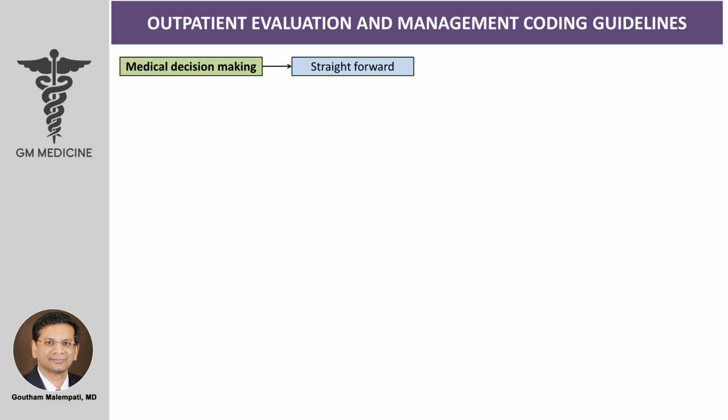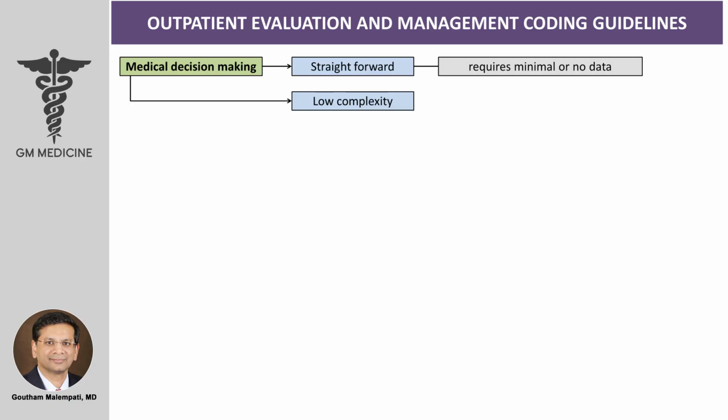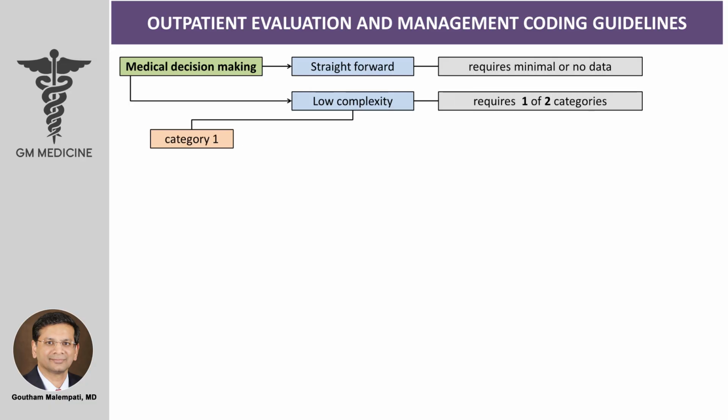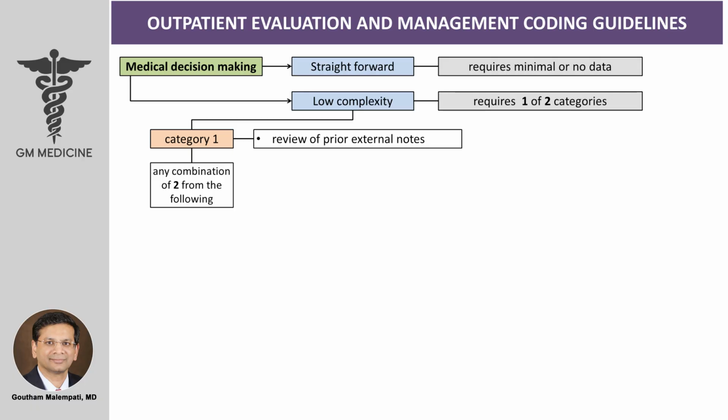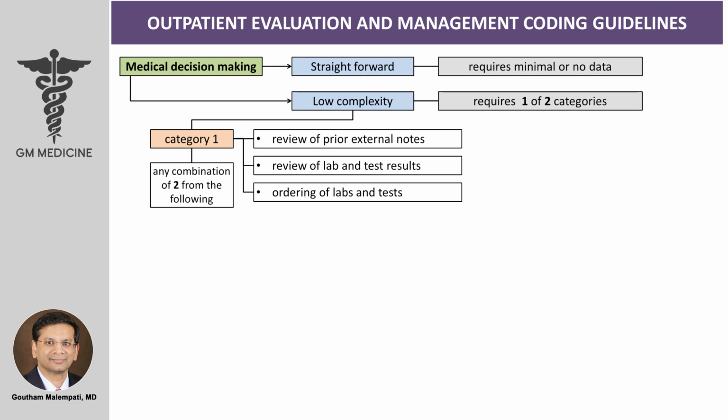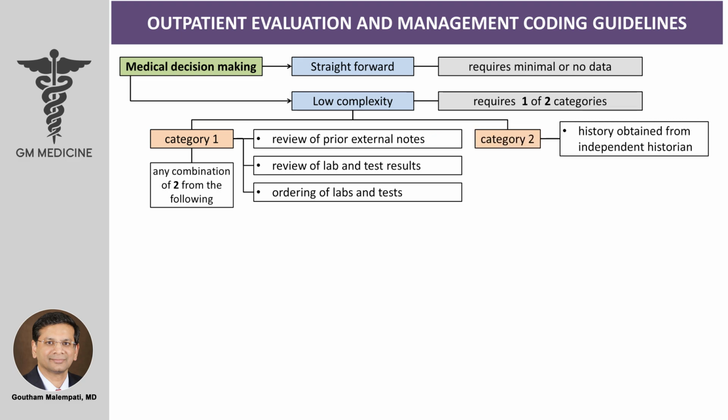Straightforward medical decision making requires minimal or no data. Low complexity medical decision making requires one of 2 categories. In category 1, any combination of 2 from the following: review of prior external notes, review of lab results and test results, ordering of labs and tests. Category 2, history obtained from independent historian. Example, getting history from a parent in case of a child.